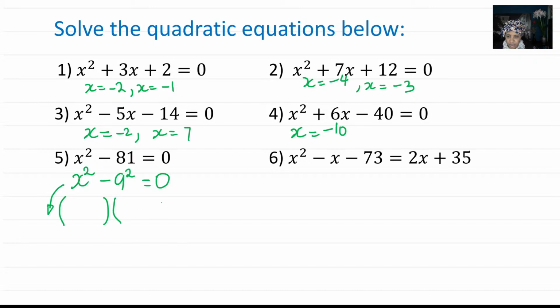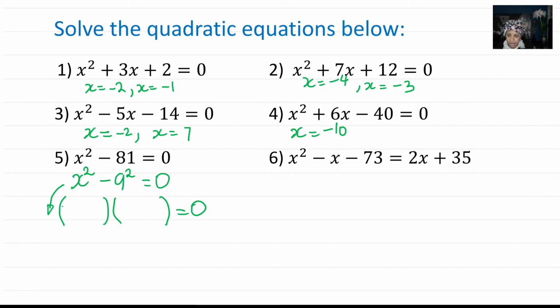Okay, I've jumped to number 5, guys. So this is equal to 0. This is the difference of 2 squares, okay? Why do we call the difference of 2 squares? Well, there is a square number, take away a square number. That's why we call it the difference of 2 squares, because we subtract them.